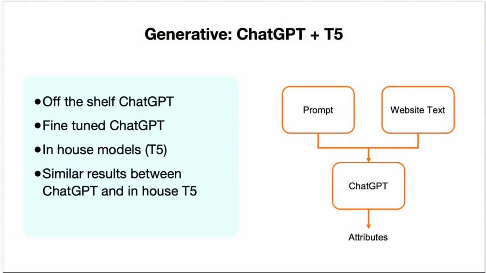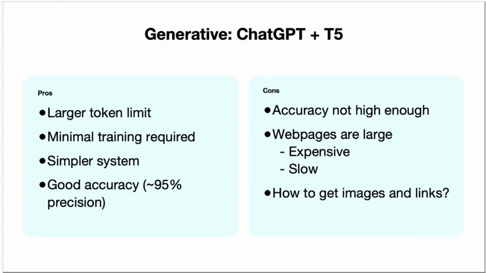So our team has used off-the-shelf ChatGPT. We have fine-tuned ChatGPT, and we've even trained our own encoder-decoder models based on a T5 architecture. We've seen similar results between the fine-tuned and in-house T5 models, despite T5 models being much, much smaller than ChatGPT. So does this kind of solve everything and that's the end of the presentation? Not quite. We still have jobs.